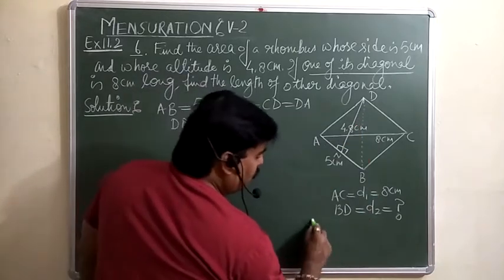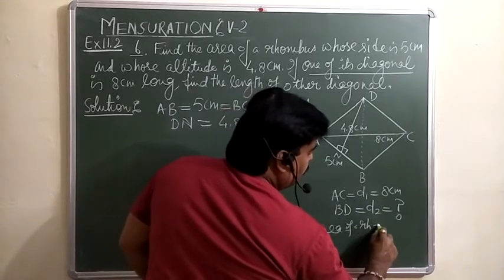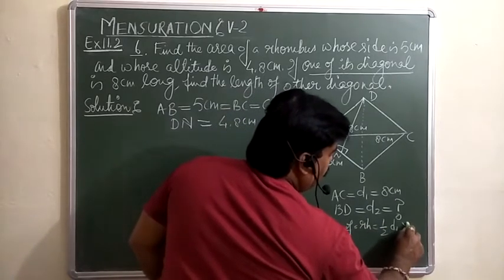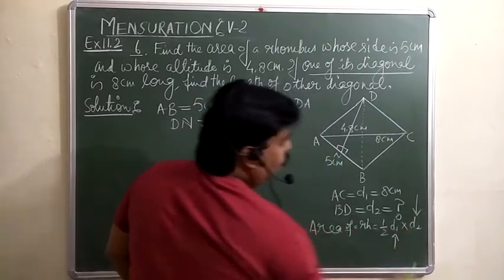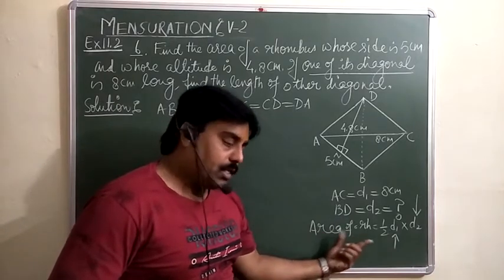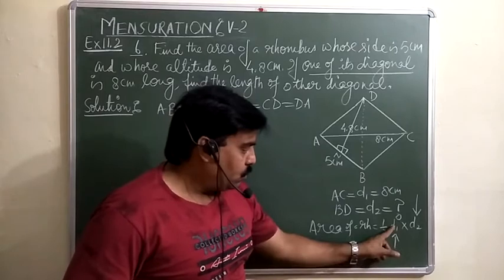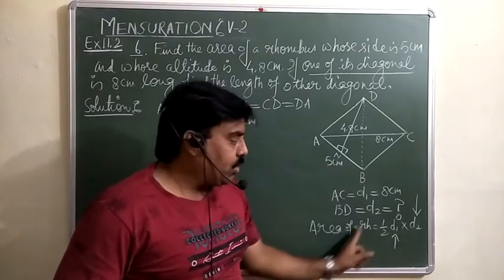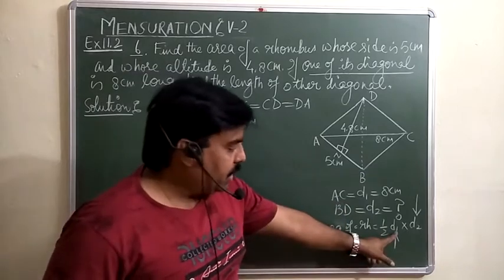So the other formula we have is area of rhombus equals 1 over 2 D1 into D2. Here D1 is already given. We need to find D2. But unless you know the area of the rhombus, you cannot find it, because among these three, any two given, you can find the third one. But here only one is given.